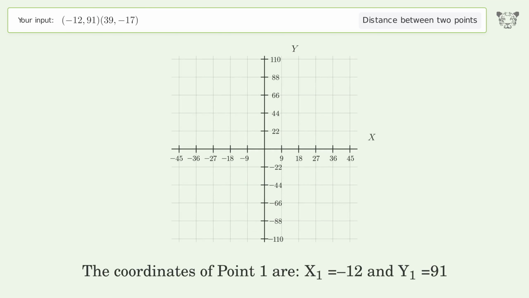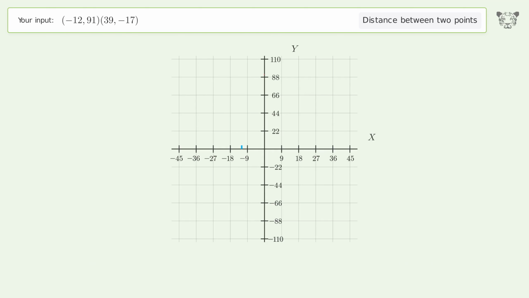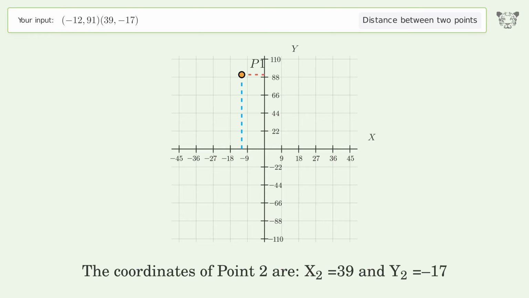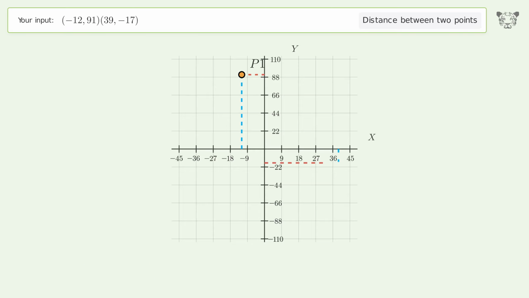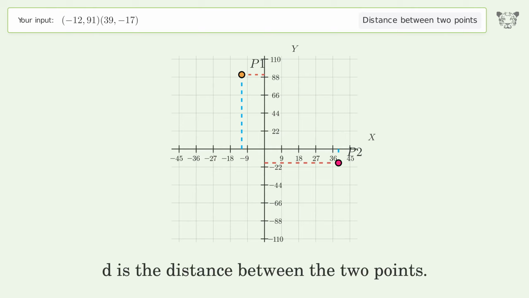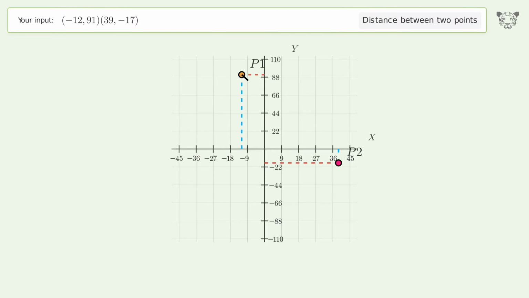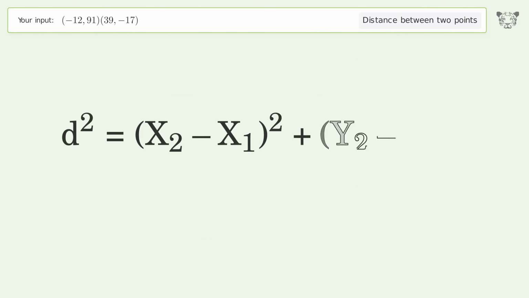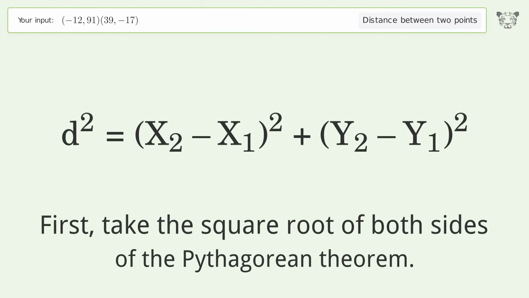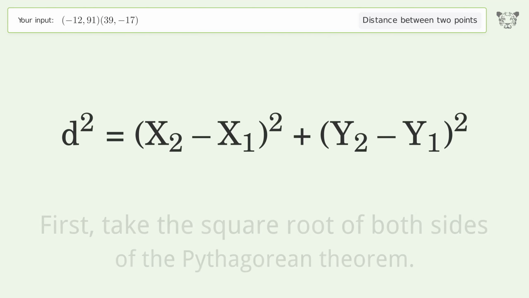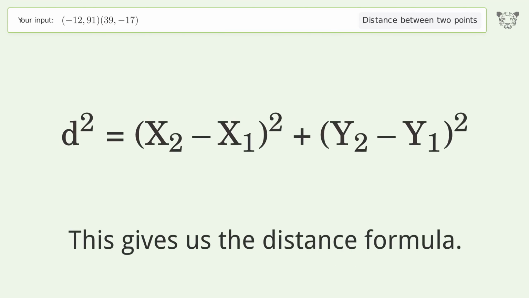The coordinates of point 1 are x1 equals -12 and y1 equals 91. The coordinates of point 2 are x2 equals 39 and y2 equals -17. D is the distance between the 2 points. First, take the square root of both sides of the Pythagorean theorem. This gives us the distance formula.